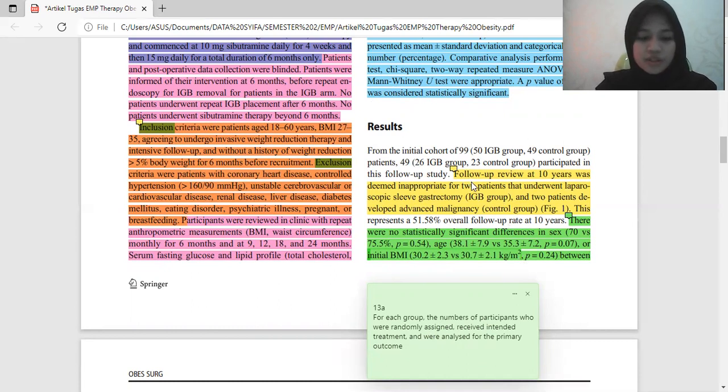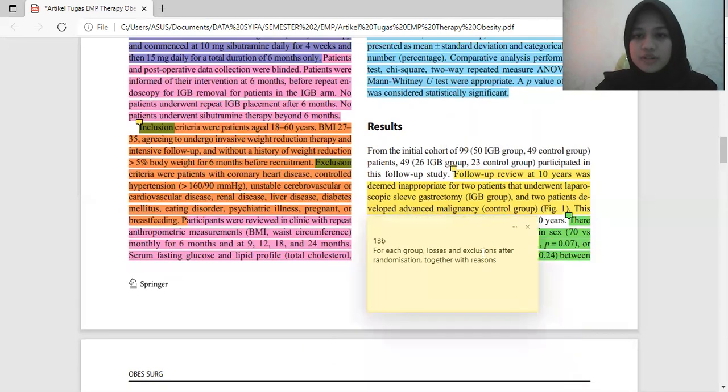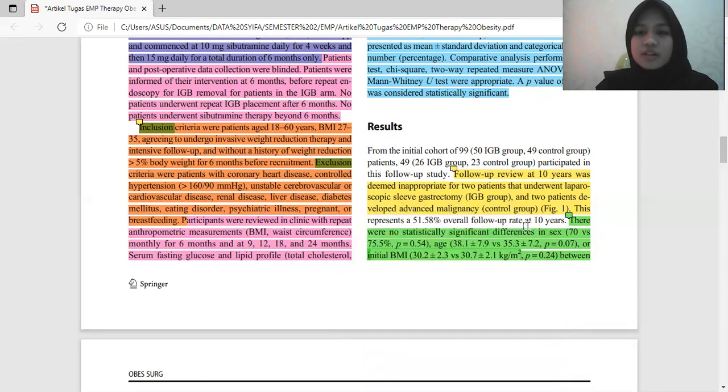Next is number 13B. Number 13B is for each group, losses and exclusions after randomization, together with reasons. We can see in here, follow-up review at 10 years was deemed inappropriate for 2 patients that underwent laparoscopic sleeve gastrectomy in the IGB group, and 2 patients developed advanced malignancy in the control group. So number 13B is available.